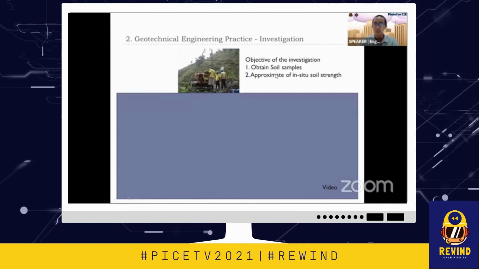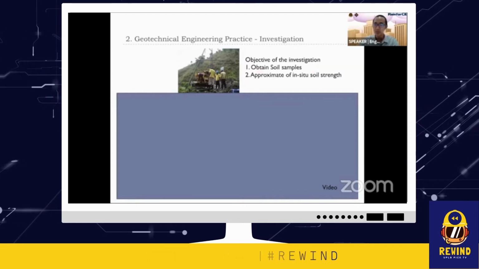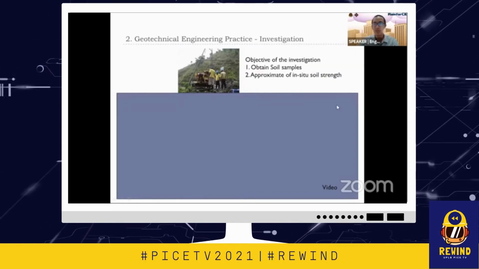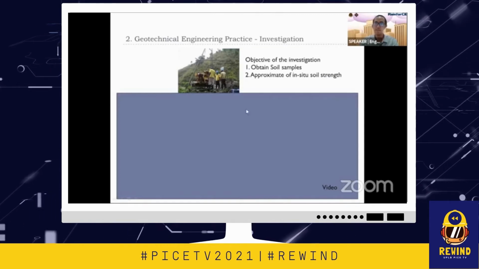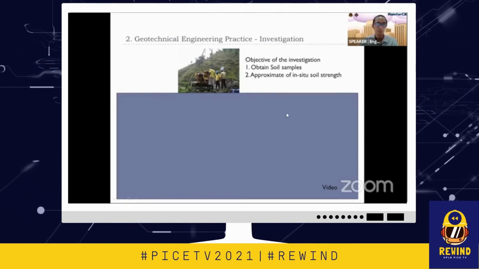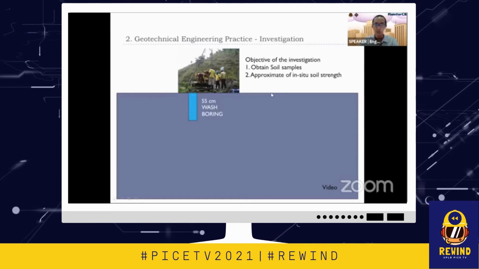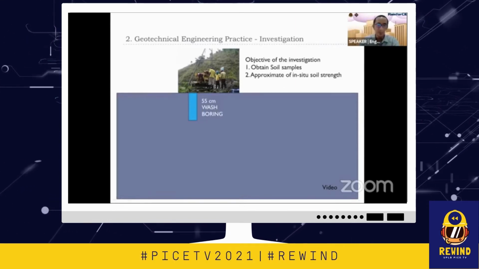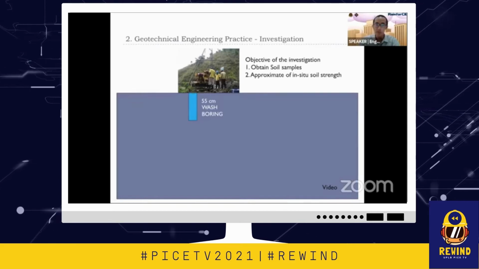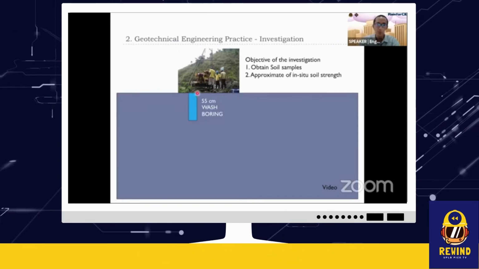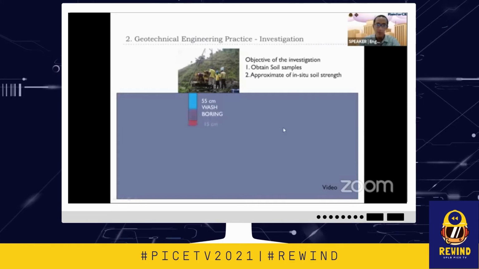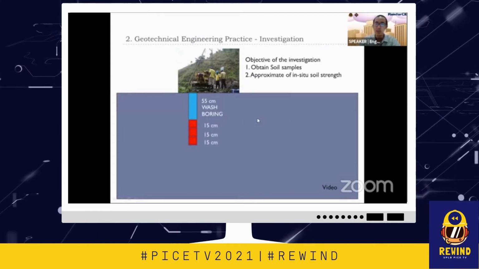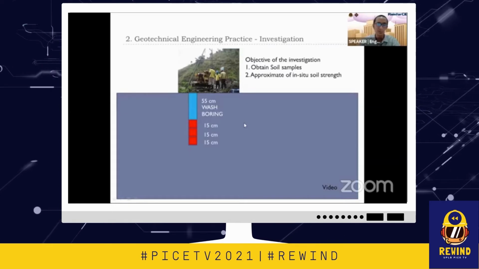The objective of this rig is to obtain soil samples below the ground and to have an approximation of the in situ soil strength below the ground. So how does it proceed? We proceed by inserting a tube pipe, usually a 2-inch pipe. We perform wash boring. Then we perform what we call the SPT hammer test, that's the standard penetration test.